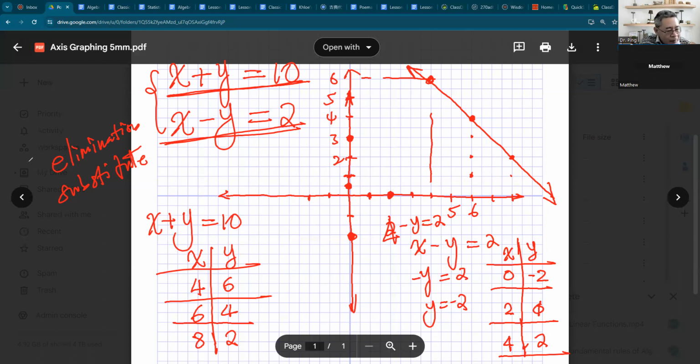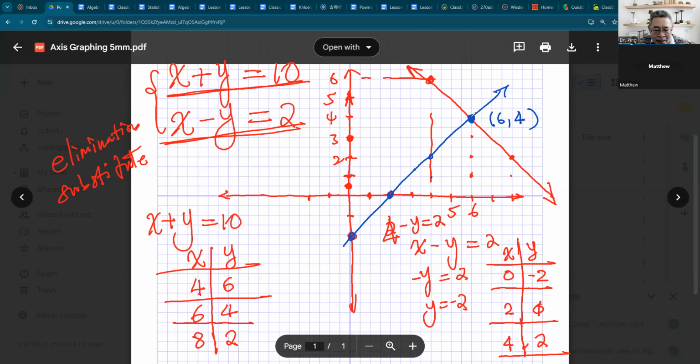I'm going to use a different line here. We got here, here, and 4, 2 will be here, right? So if we draw a line here, make sure we draw the line here. Now we have an intersection right here. At this point, what's our coordinate? 6, 4. Very good.